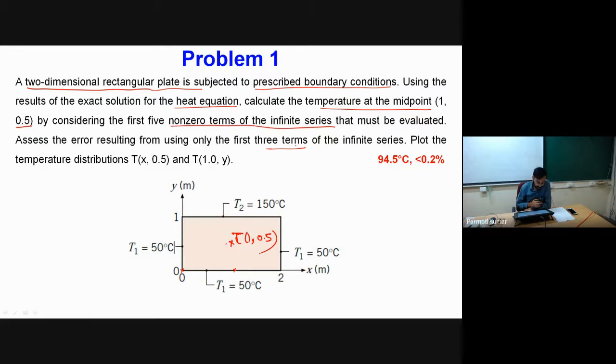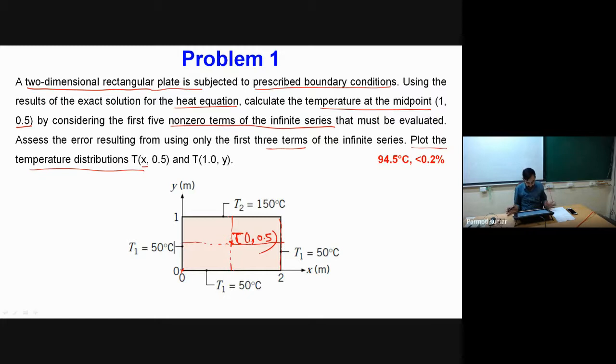We also have to plot the temperature distribution for x equal to 0.5, which means for this bottom face, and for y equal to 1, which means for this right face. Sorry, x equal to 1 means the center. At these two faces, boundary conditions are already given. So here I have to plot temperature at (x, y equal to 0.5). So y equal to 0.5 is this line. Along this line I have to plot temperature, and T(1, y), so along this line.